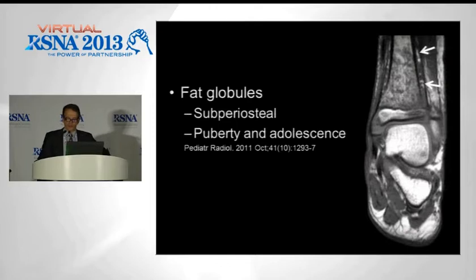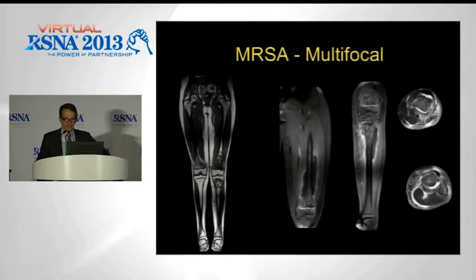Also important to remember is that you are going to see fat globules in the older patients, and these fat globules are important because they are pathognomonic of osteomyelitis, and they result from the lysis of marrow fat and then from the escape of that fat into the subperiosteal tissues that are affected. But like I said, it's something that is seen primarily in puberty and adolescence, not in the younger patients.